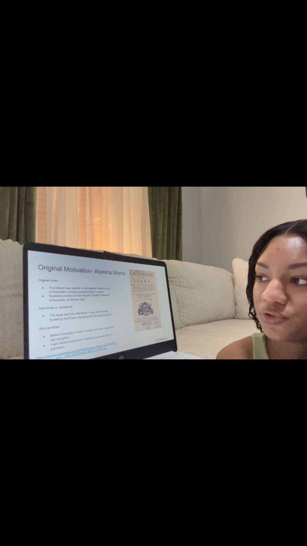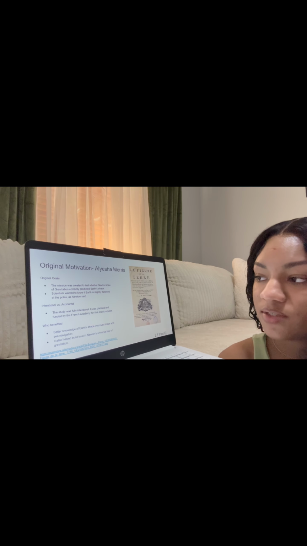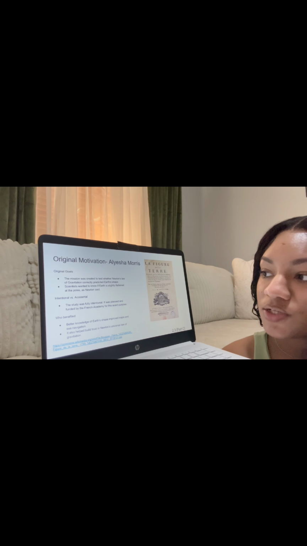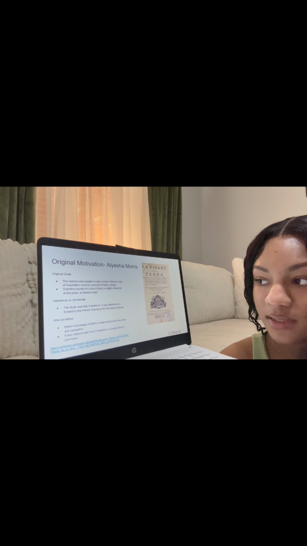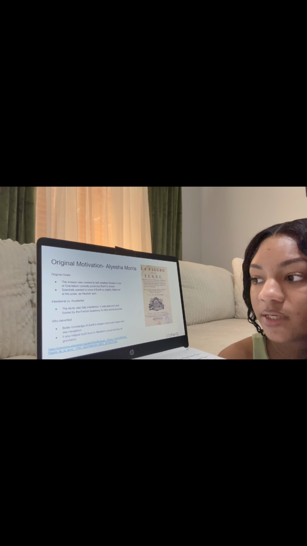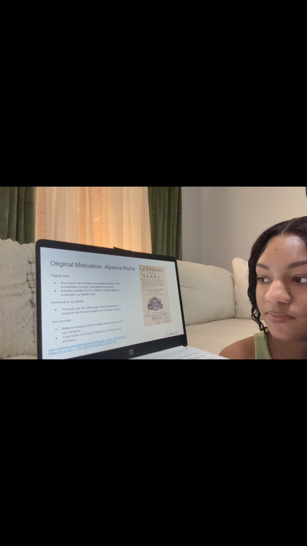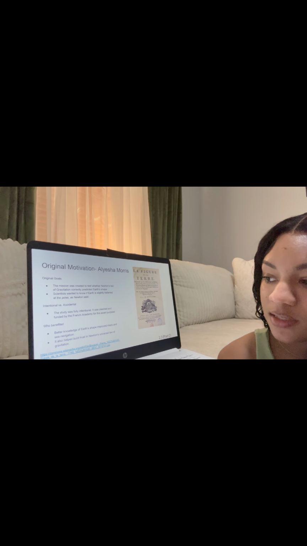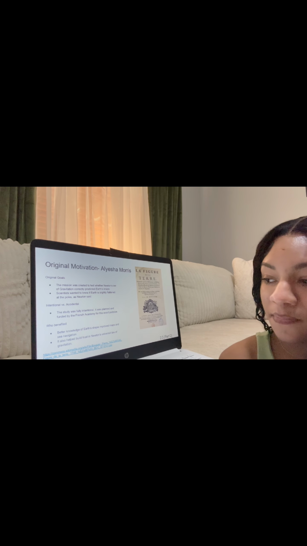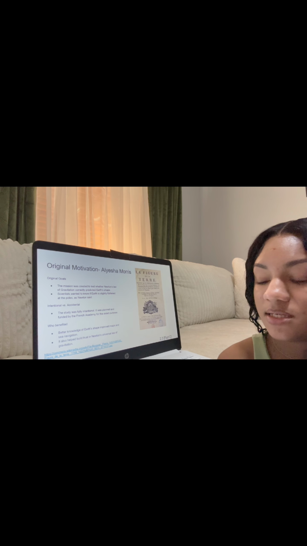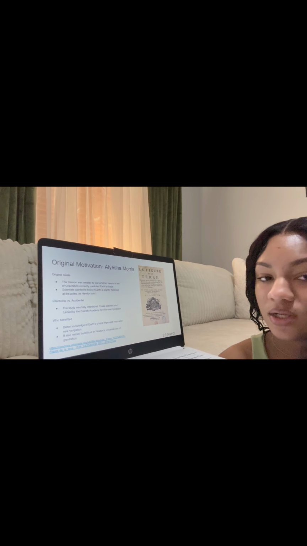Original motivation. For the original goals, the mission was created to test whether Newton's law of gravitation correctly predicted Earth's shape. Scientists wanted to know if Earth is slightly flattened at the poles, as Newton said. Whether or not it was intentional or accidental, I have here that the study was fully intentional. It was planned and funded by the French Academy for this exact purpose. Who benefit from this study is, well, for the benefit of the study, better knowledge of Earth's shape, improved maps, and sea navigation. It also helped build trust in Newton's universal law of gravitation.